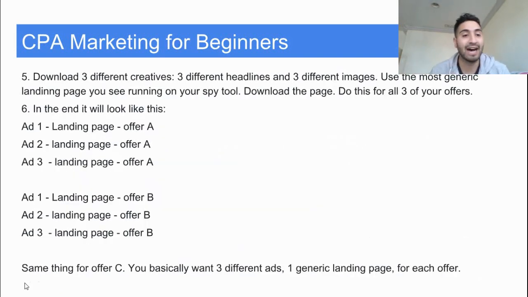So step 5, download 3 different creatives. In your spy tool, when you're looking for these offers and you find them, you want to download the 3 different creatives you see your competitors using. And when I say 3 different creatives, I mean 3 different headlines and 3 different images.